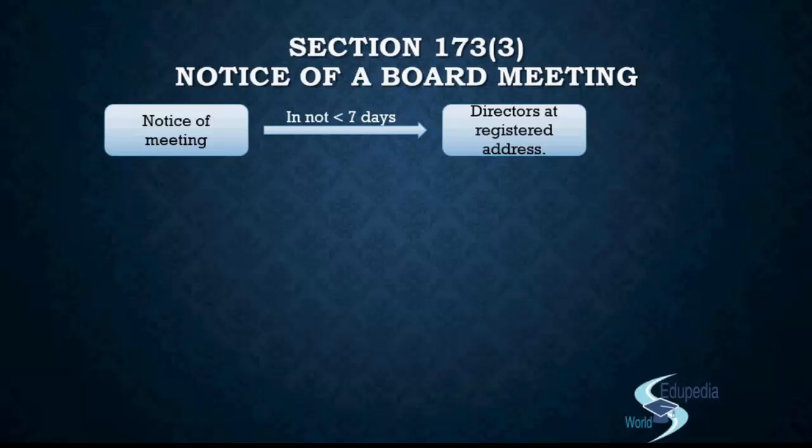So 7 days is the minimum that the Act says that you have to give. A 7 days period has to be there. There has to be a 7 days gap between the notice and the meeting.